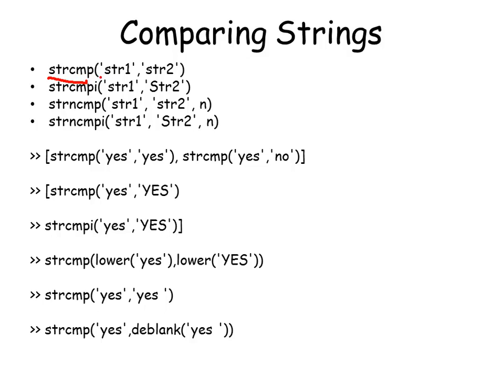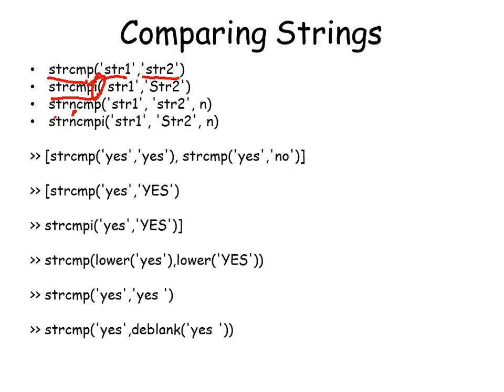The strCompare function takes 2 strings. It returns true if those 2 strings are identical, and this comparison is done case sensitively, so a small letter a will be different from a capital letter A. If you want case insensitivity in comparison, then you can use the strCompareI function. The I at the end stands for insensitive.